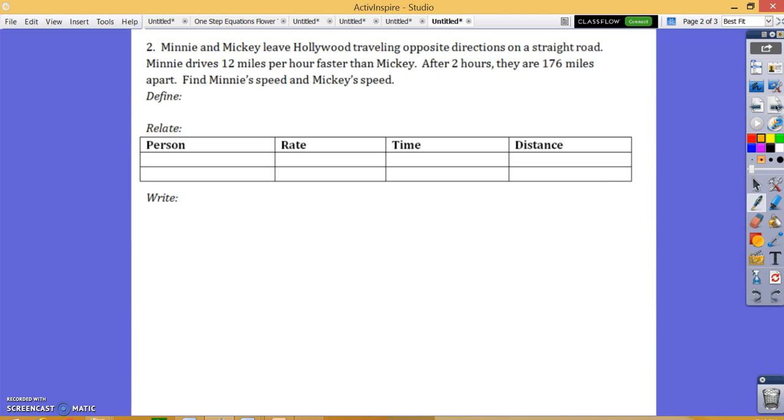Minnie and Mickey leave Hollywood traveling opposite directions on a straight road. Minnie drives 12 miles per hour faster than Mickey. After 2 hours, they are 176 miles apart. Find Minnie's speed and Mickey's speed. Okay, for this one, since it's so similar to the previous problem, I would like you to try this problem on your own and then press pause on the video and then restart it when you're ready.